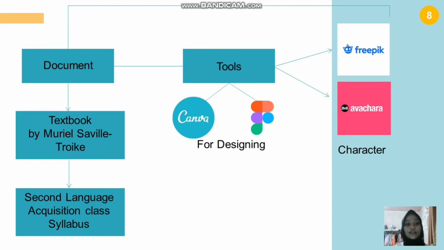And document analysis. There are two documents: the textbook by Saville-Troike, entitled Introducing Second Language Acquisition, and the Second Language Acquisition class syllabus, in order to know the competencies that will be achieved in this class. And the tools used in this developmental research are Canva, Figma, Freepik, and Avakara. Canva is used for developing the flashcard, meanwhile Figma is used to design the scene about the picture related to the term. And Freepik is used to get the characters and other ornaments used in the scenes for the term, and Avakara to create the character.